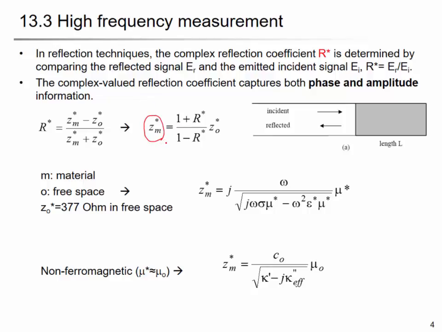Z star, right? From the reflection coefficient. And according to the wave propagation equation, which is a function of the magnetic permeability and the permittivity of the material and the frequency, and this is the conductivity. And you can simplify this equation to be the second equation here, which is just a function of the complex permittivity for non-ferromagnetic material.